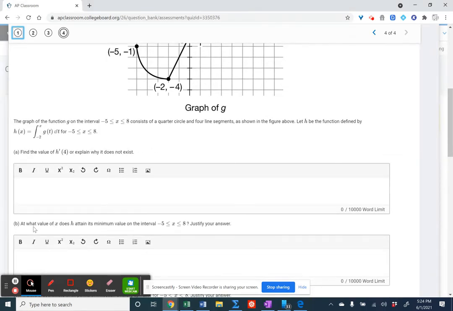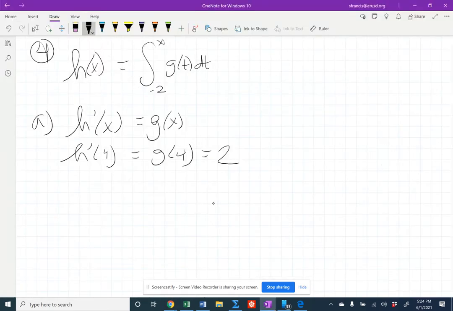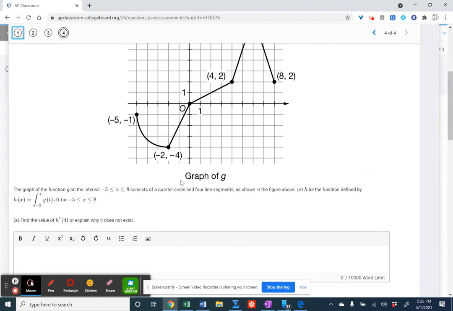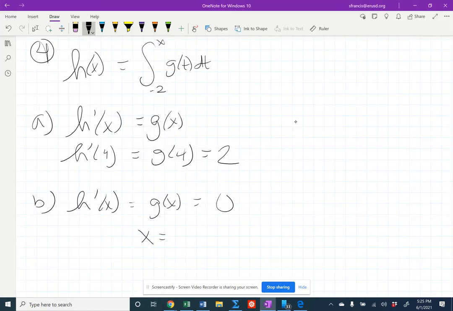B, at what value of x does h attain its max or its minimum value, on the interval from negative 5 to 8. Okay, so we're looking for a minimum. So we want to know when h prime is equal to 0 or undefined. It's never undefined on that interval, so we have to figure out where g is equal to 0. So where does g equal 0? It equals 0 at 0. Okay, so that's a candidate.